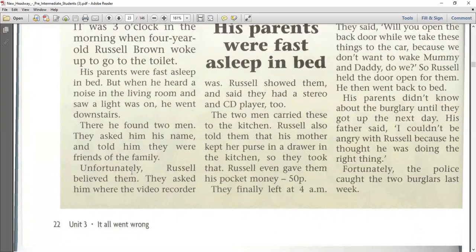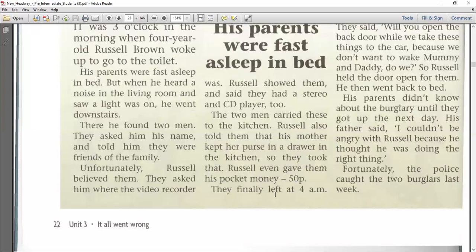Unfortunately, Russell believed them. They asked him where their video recorder was. Russell showed them and said they had a stereo and a CD player too. The 2 men carried these to the kitchen. Russell also told them that his mother kept her bag in a drawer in the kitchen. So they took that. Russell even gave them his pocket money, 50 pence.